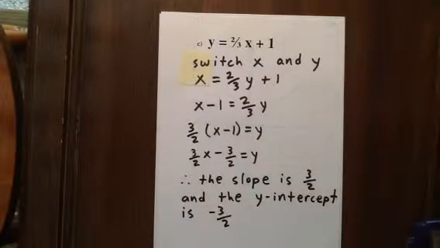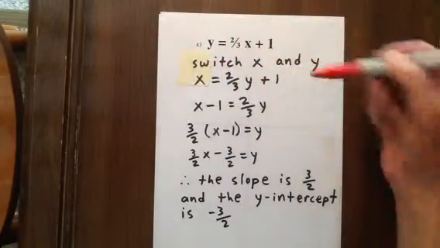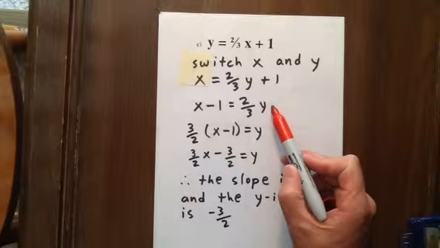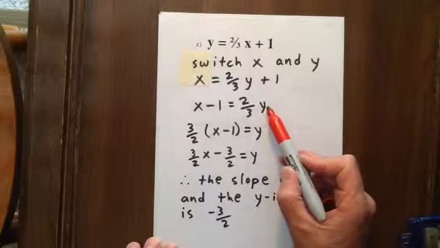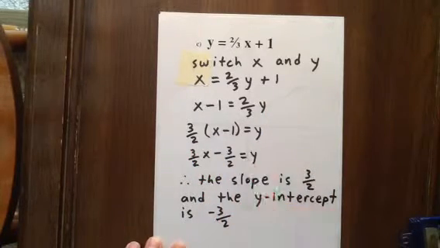We see we have y equals 2/3 x plus 1. Well, what we're going to do here is switch x and y. That'll give us x equals 2/3 y plus 1. Subtracting 1 from both sides gives us x minus 1 equals 2/3 y. We can isolate the y by multiplying both sides by 3/2, and that gives us this equation here.